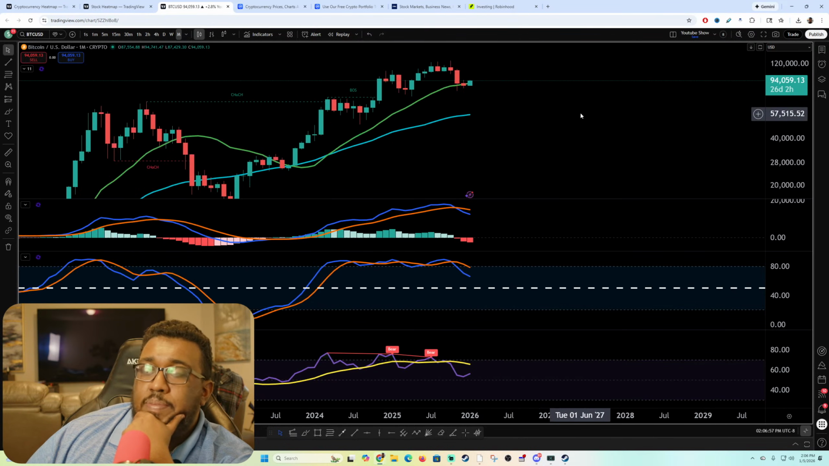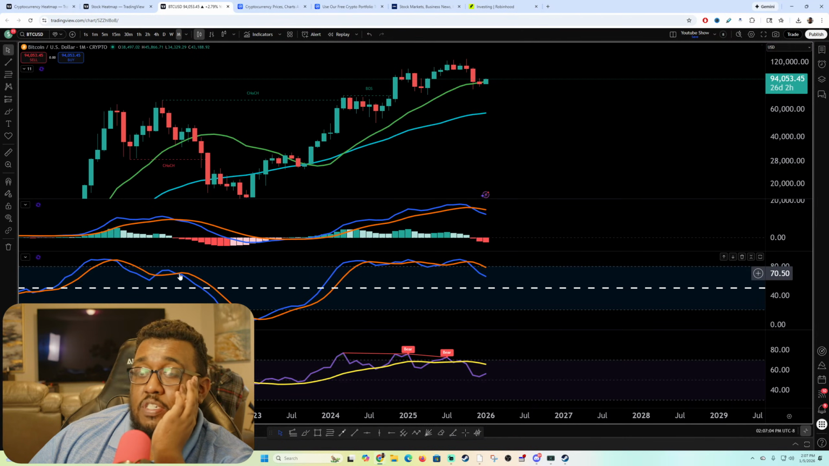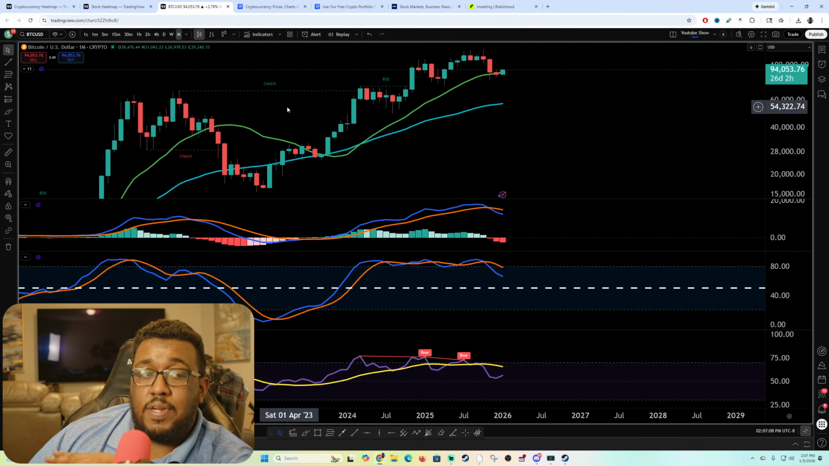We already know that on the monthly charts, we're still bearish as far as MACDs, stochastic, and RSI. These are never really good signs when we start to be bearish. It's just not good. So I'm not really anticipating anything great happening in the short term here.